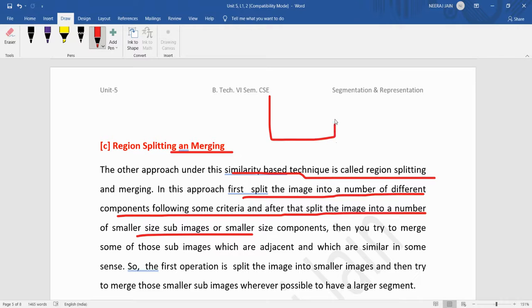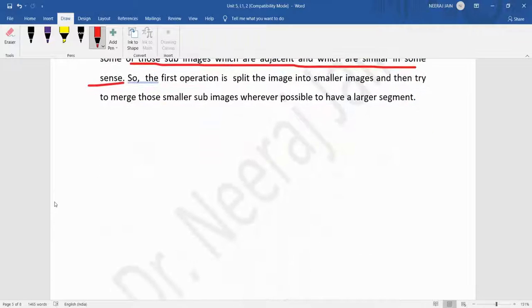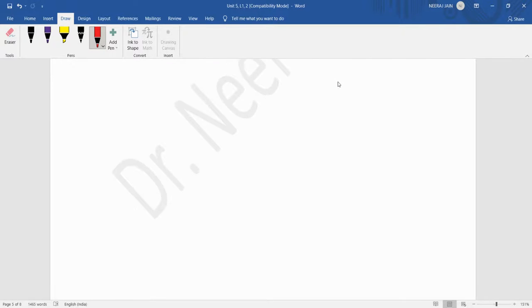We divided an image, then we further divide the sub parts of the image into sub parts. Then we try to merge some of those sub images which are adjacent and which are similar in some sense. So the first operation is to split the image into smaller images, and then try to merge those smaller sub images wherever possible to have a larger segment.